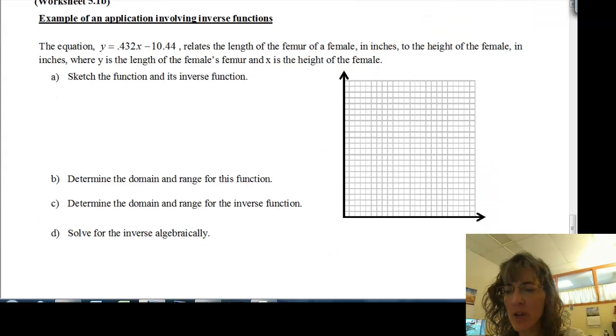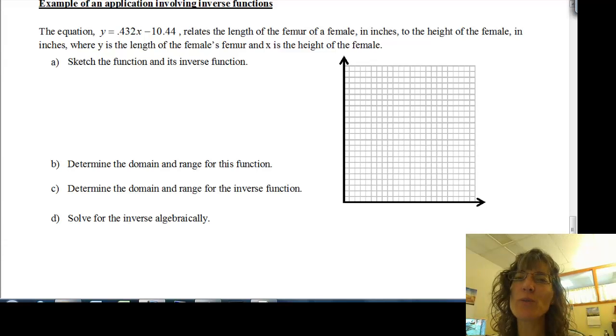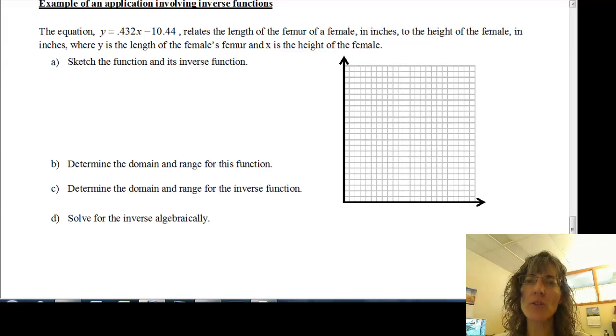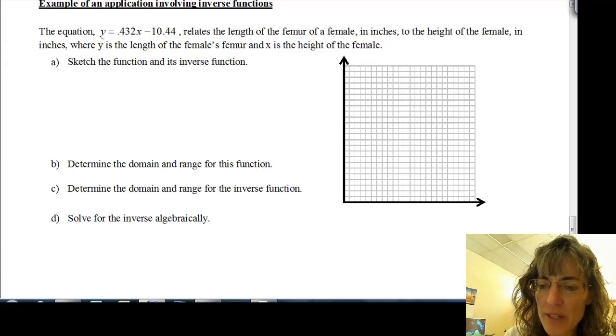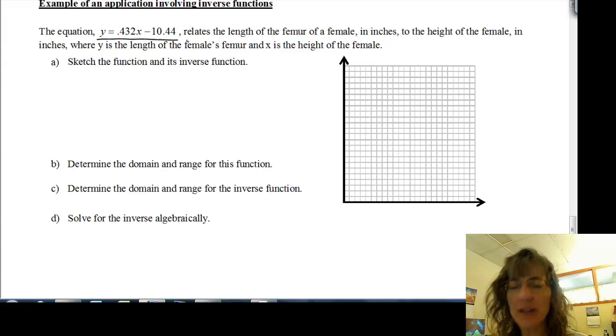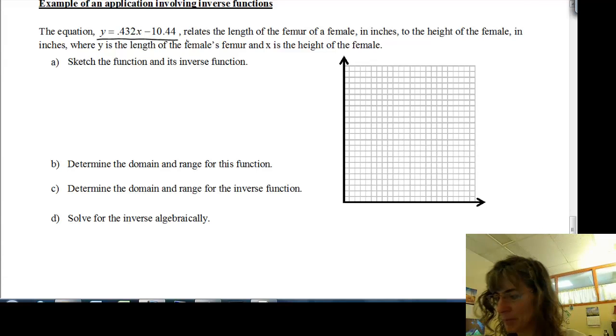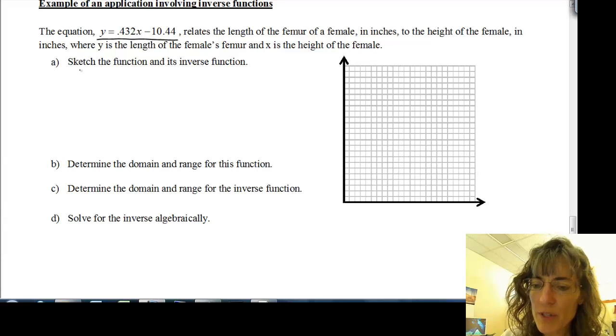Let's look at one more type of problem, and this one's a word problem. For those of you who are wondering, when do we ever use these? Here's an example of what we would want to use these for, and you'll have another example on your homework. Okay, so we have this equation, y equals 0.432x minus 10.44.